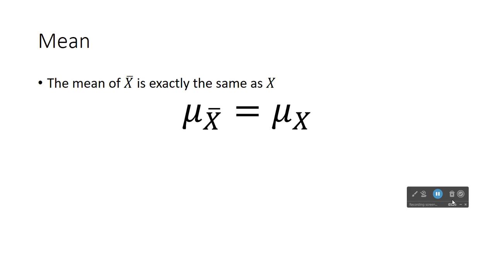Now one thing that's very good about this new random variable x bar is that its mean, its average, its expected value, which we denote as mu sub x bar, is exactly the same as the mean of our original random variable. So this is good. If we know the mean of x bar, we will know the mean of x, and vice versa.